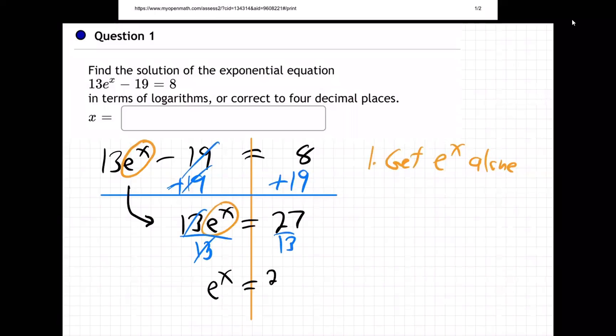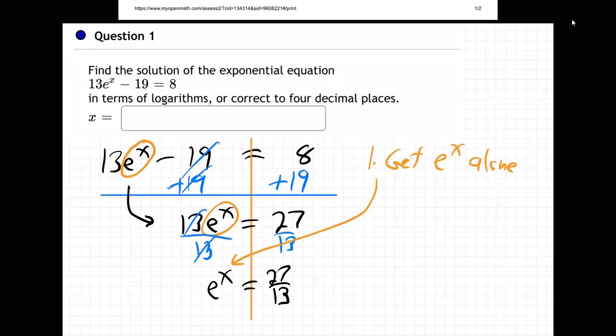Now, as far as this 27 over 13, I would just leave it that way for now. If you hit the buttons on your calculator, you get some long decimal, a bunch of numbers. You don't want to write all that down. Plus, you're going to have to round at some point, so it's less accurate. Just use this. This is easier, quicker, and more accurate. Just leave it. We're about to do the calculator thing.